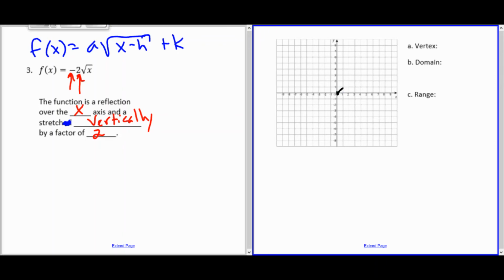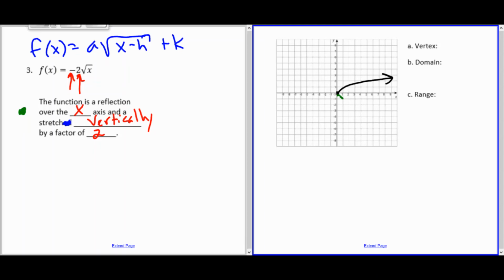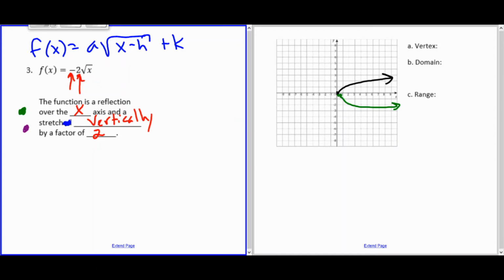So we'll start with the parent function, looks something like that. I'm going to plot the first transformation in green, just as sort of a guide for us. So the first transformation is reflect over the x. So I'm going to take this, I'm just going to reflect over the x. So this is what you get when you reflect your graph over the x-axis. This basically takes it and turns it upside down.